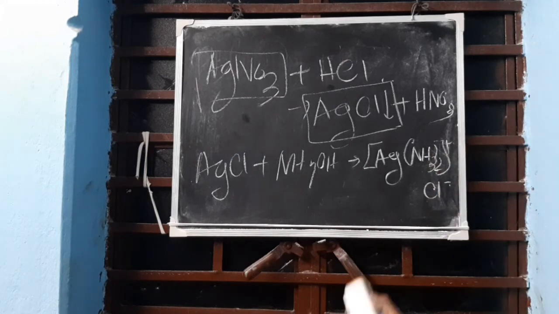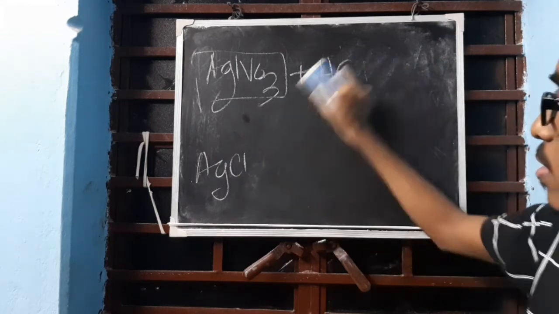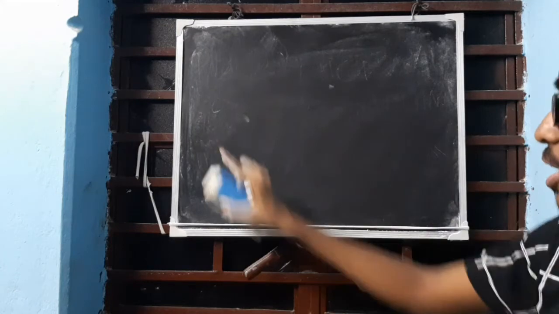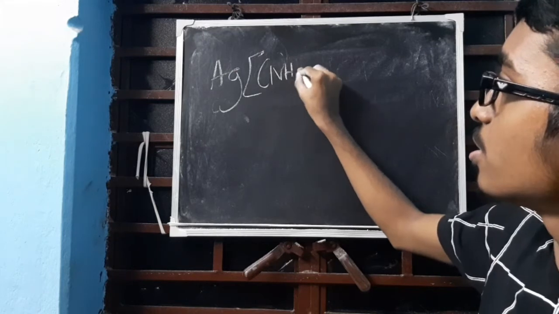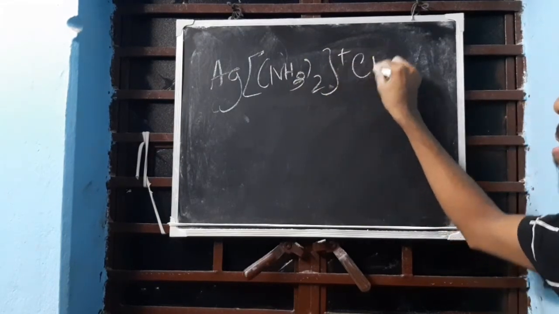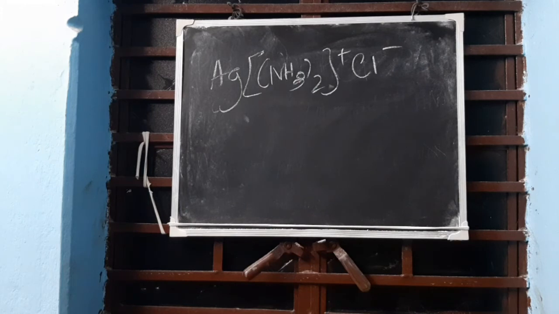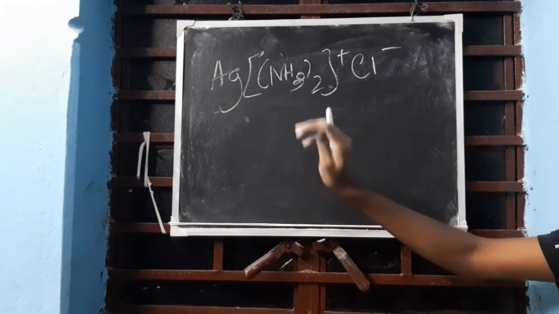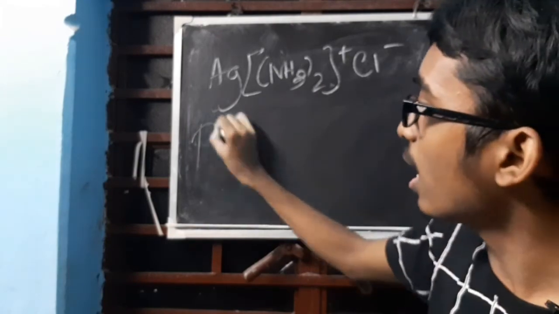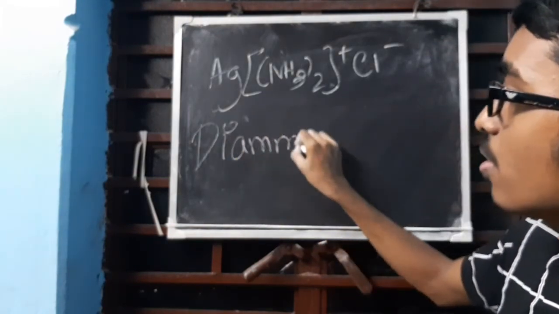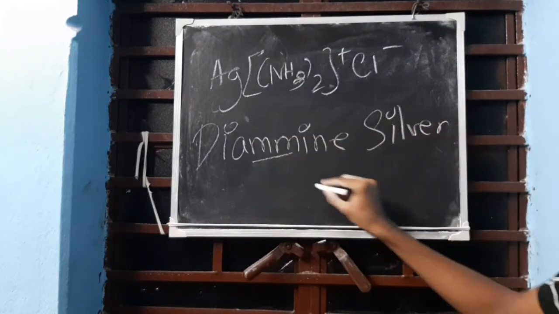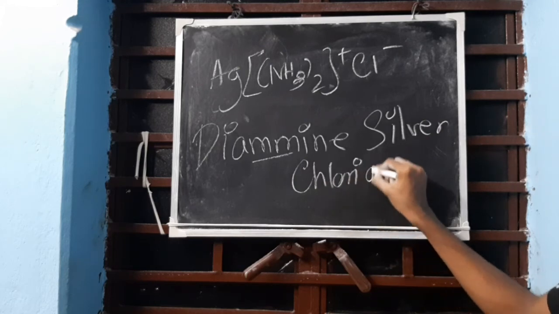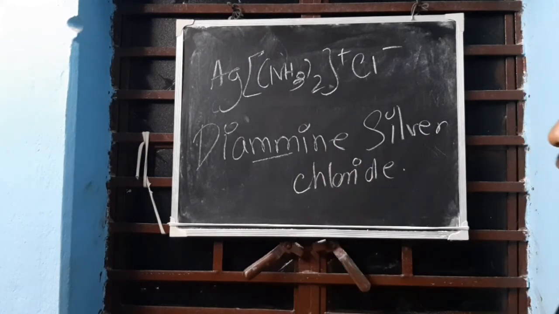Okay, writing properly. The reaction is not there. The product that is formed is Ag(NH3)2 plus Cl minus. Clear? This is one of the products formed. This has a very interesting name, a direct name only. It's called diamine. Spelling needs to be focused on. Diamine. Silver. Chloride. Okay. Diamine. Silver. Chloride. Clear?